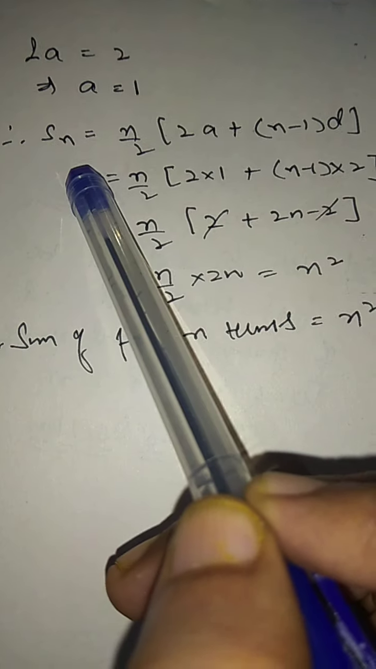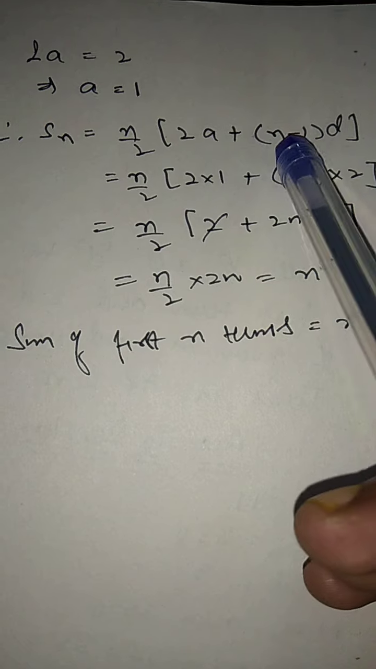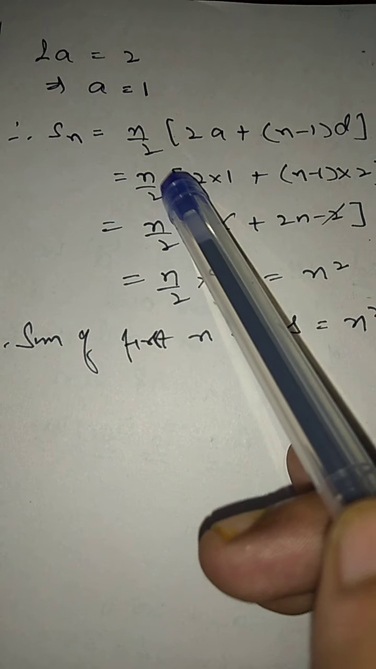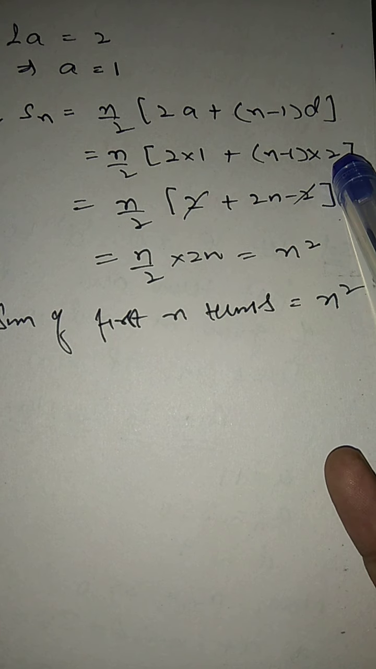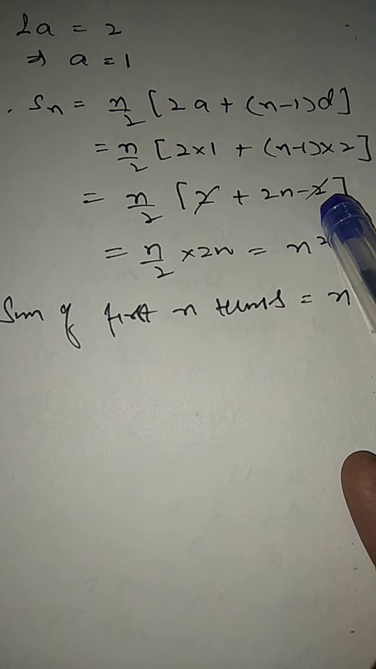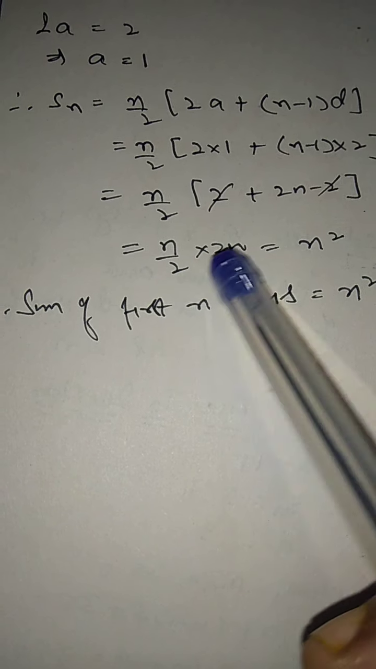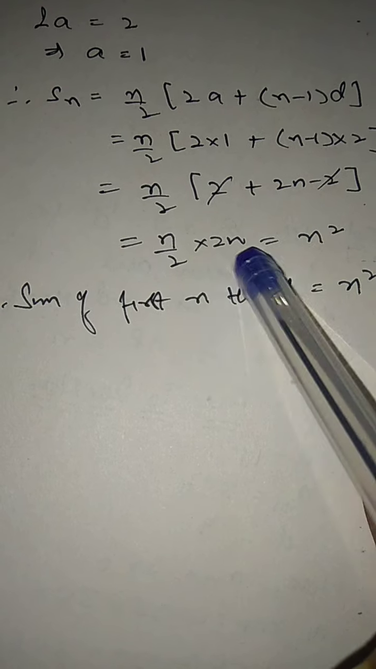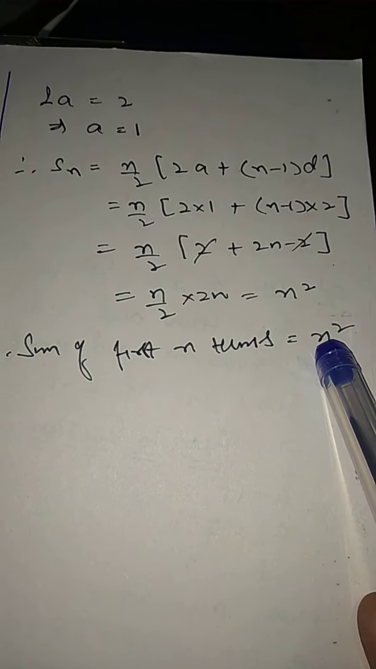So in this question, we have to find the sum of first n terms. So Sn is equal to n upon 2 (2A plus (n minus 1) into D), which gives n upon 2 (2 into 1 plus (n minus 1) into 2). When we solve this, 2 into n, 2 into minus 1 is minus 2, plus 2, minus 2 and plus 2 get cancelled out. We're left with n upon 2 into 2n. So the 2 and 2 get cancelled out. So n into n is n square. So it gives the sum of first n terms as n square.